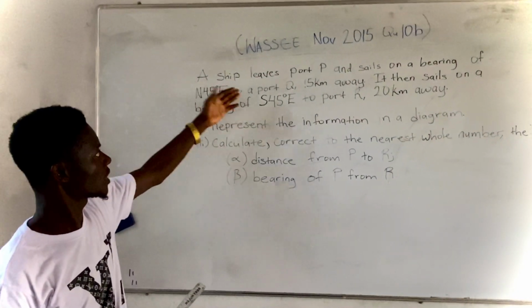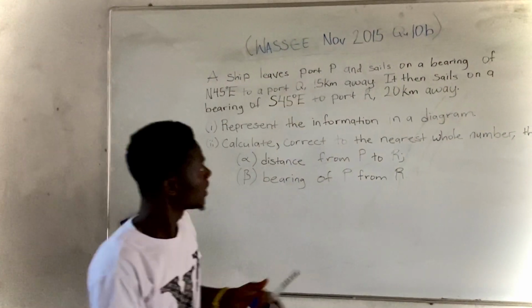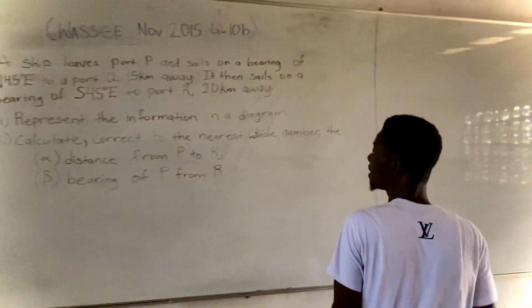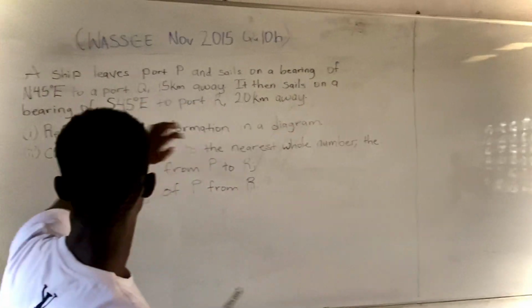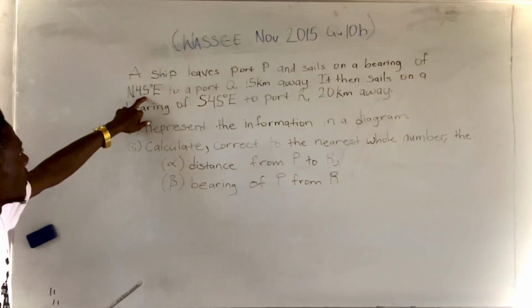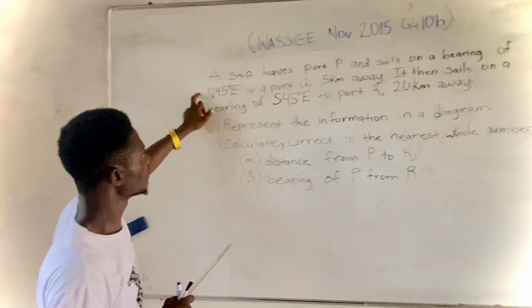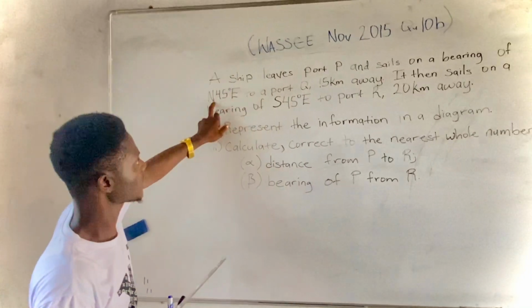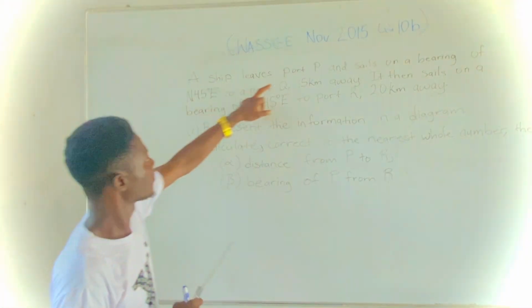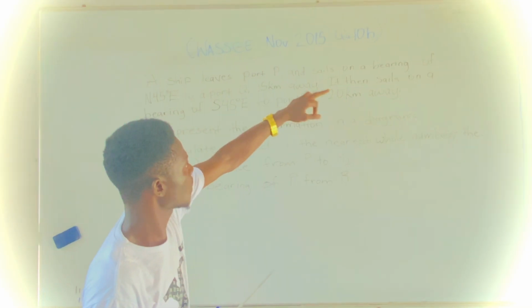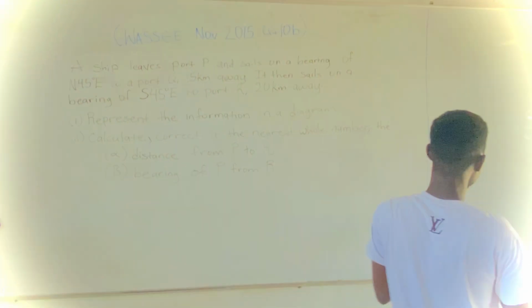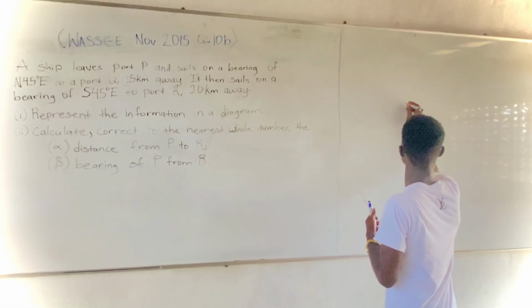It says a ship leaves port P and sails on a bearing of 45 degrees north of east. So at this point, you should represent a compass. It leaves port P and sails on a bearing. So at port P, you should have a compass there.